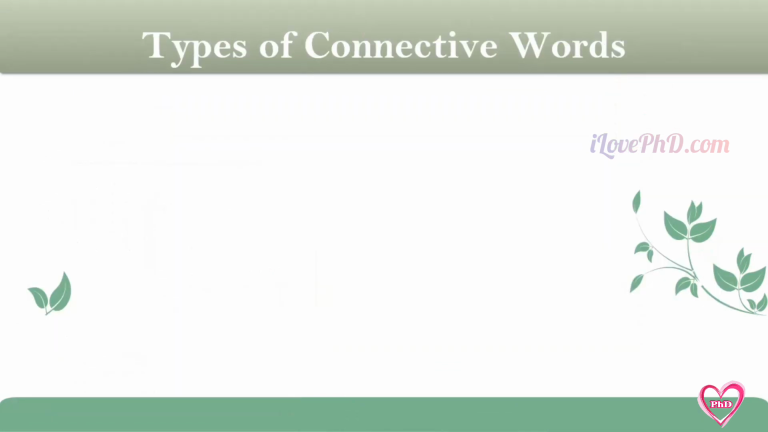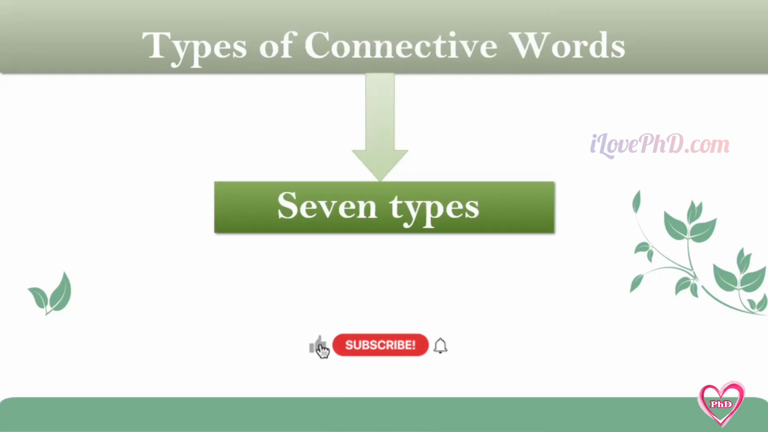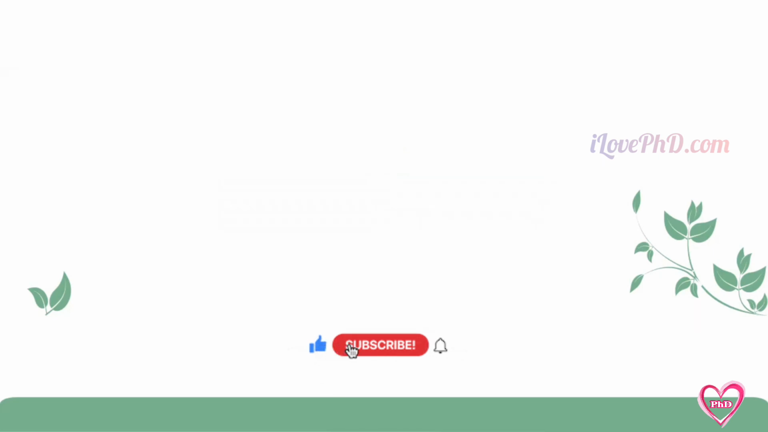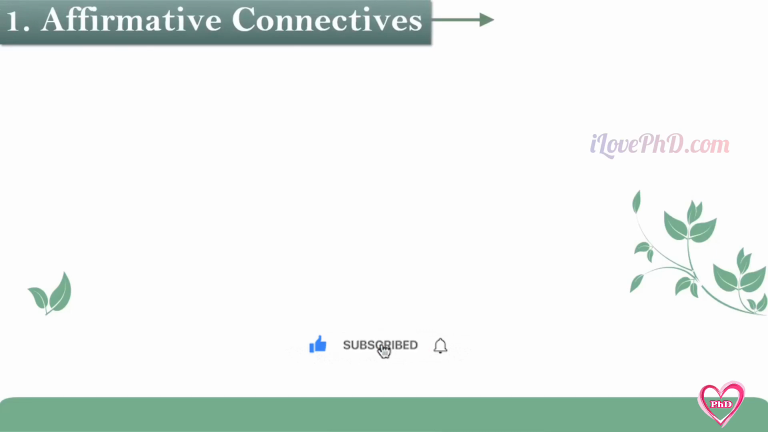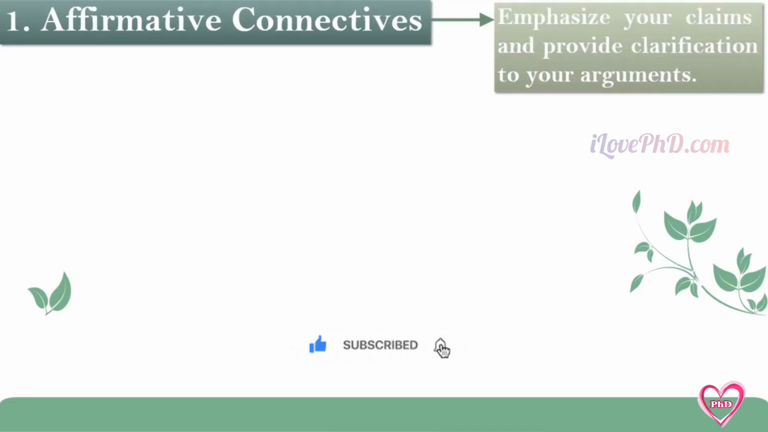Types of connective words. Connective words can be broadly classified into 7 types, each serving a specific purpose. The first one, affirmative connectives. These connectives are used to emphasize your claims and provide further clarification to your arguments by offering concrete evidence.